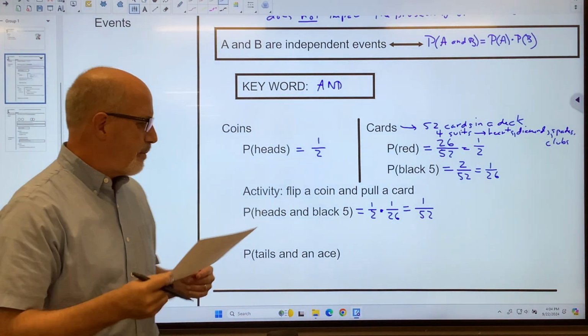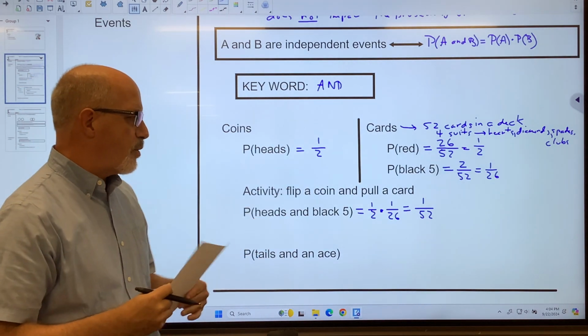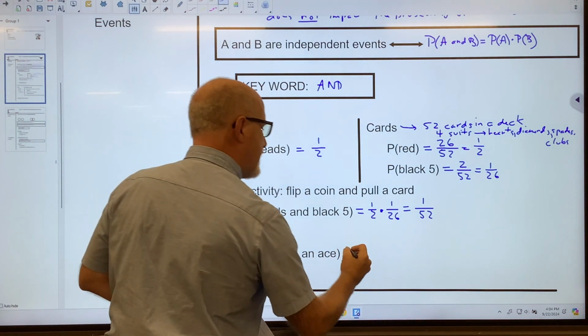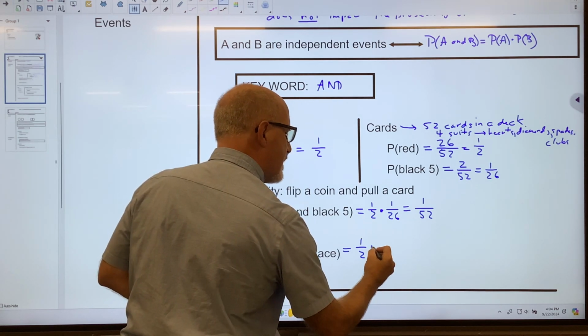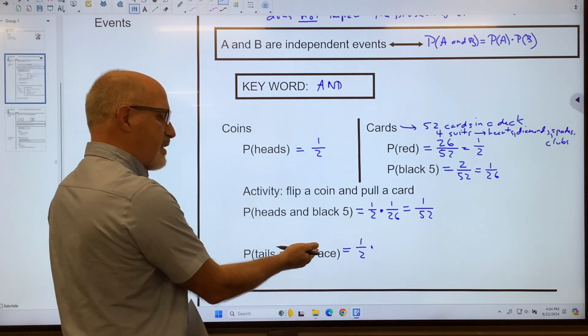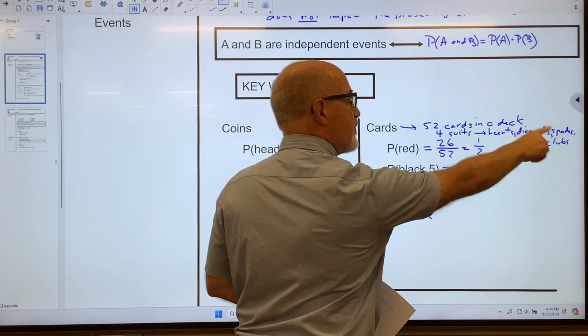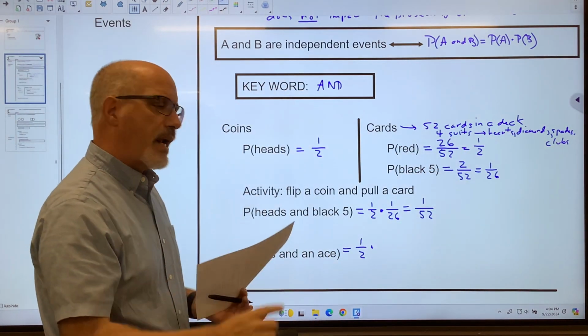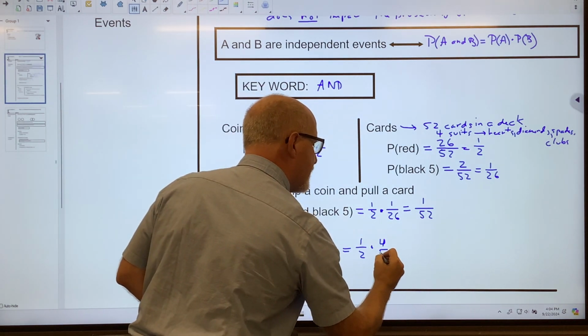All right, how about this next one here? Let's do a tails and an ace if we're flipping a coin and pulling a card. So a tails is still 1 success out of 2. Now, these are independent events, but pulling an ace, there's an ace in each one of these 4 suits. So there's 4 aces in the deck. So you've got 4 cards out of the 52.